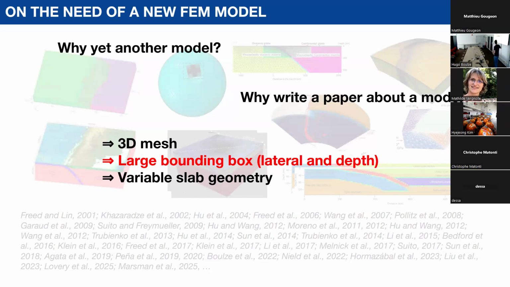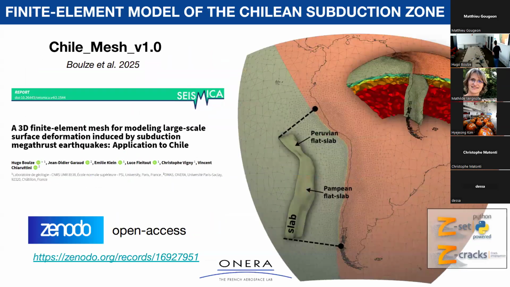Then you have some 3D finite element meshes, for example this one from the work of Emily, but there is only one slab geometry in the whole mesh. And in Chile, for example, we need this variation in the slab dip, because we have, for example, a flat slab here. So to explore the role of these different features, we need to incorporate them into our model.